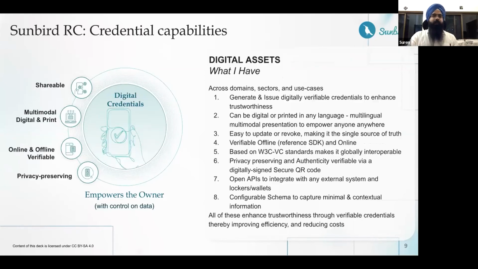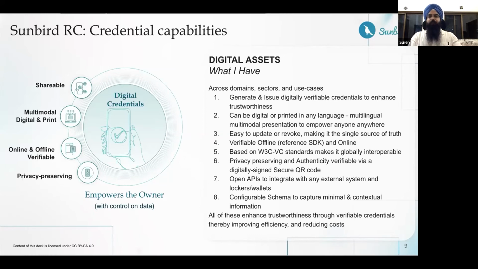The next half, the second side of the Sunbird RC, is the credential capabilities. What Sunbird RC offers you is the capability to generate and issue digitally verifiable credentials that enhance trustworthiness, because they're inherently trustworthy credentials which you can verify at a very low cost. These credentials can be digital or printed and can be in any language. So they are a multilingual, multimodal presentation.